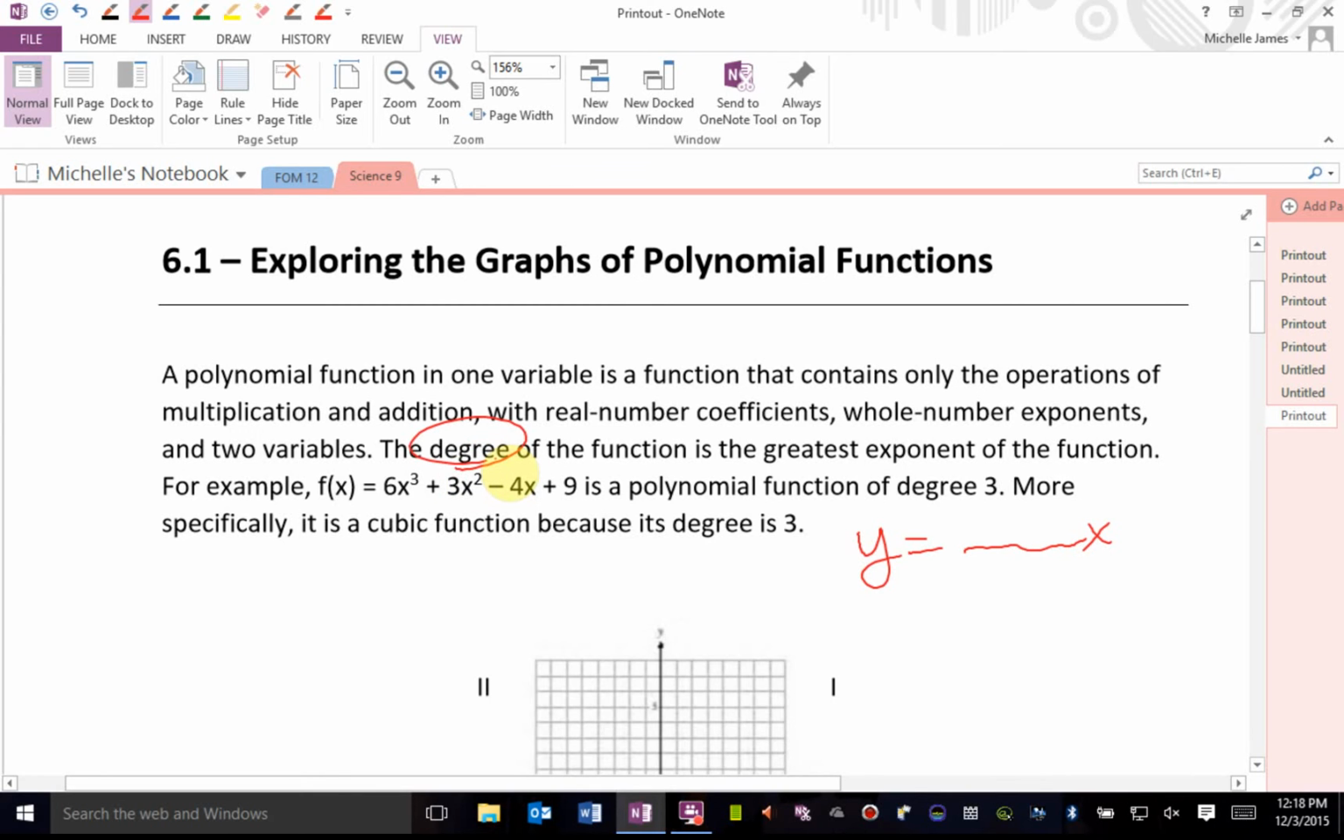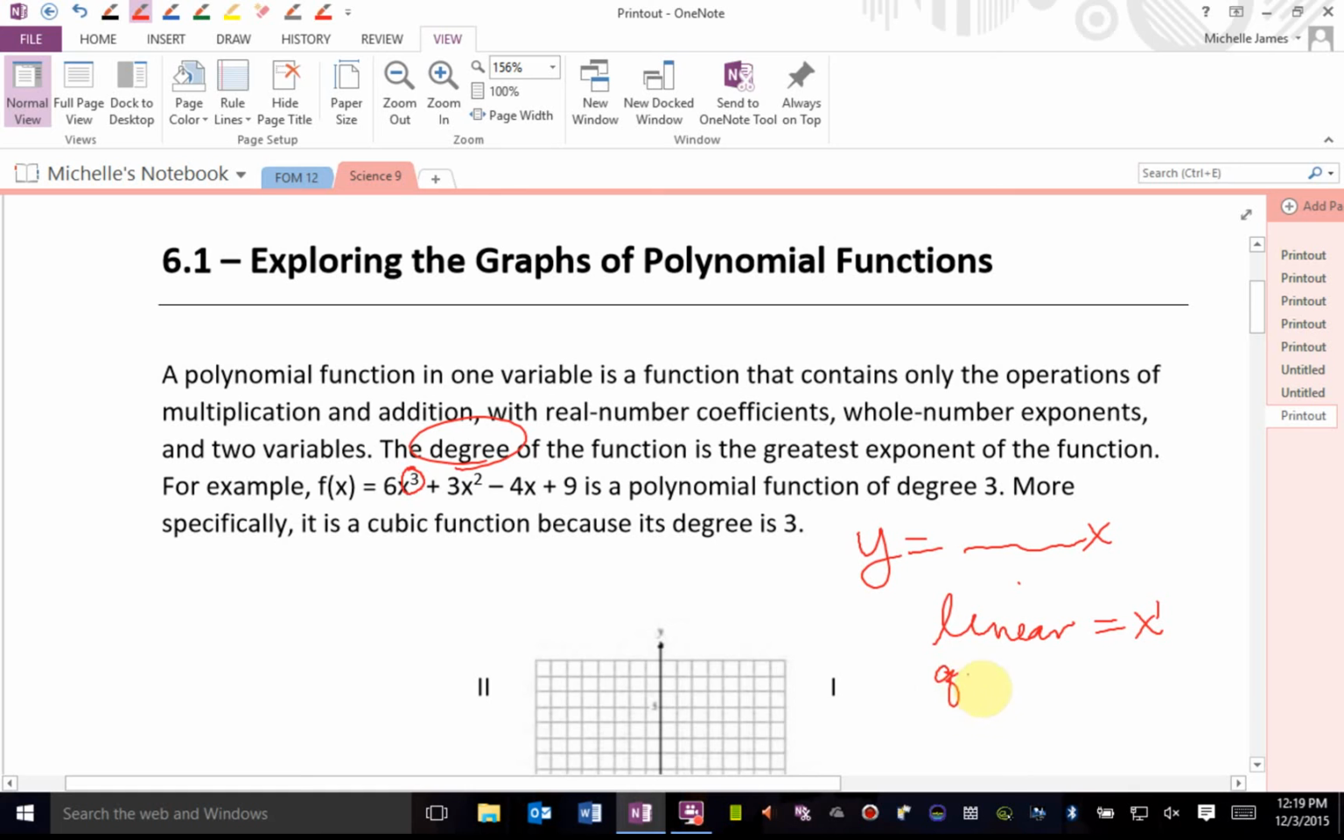We covered degree in Math 9 and Math 10 and a bit in Math 11 as well. So for example, f of x equals 6x cubed plus 3x squared minus 4x plus 9 is a polynomial function of degree 3 because 3 is the highest exponent that the equation has. More specifically, it's a cubic function because it has degree 3. Linear functions have degree 1 because we have an invisible 1 on the exponent on the variable.